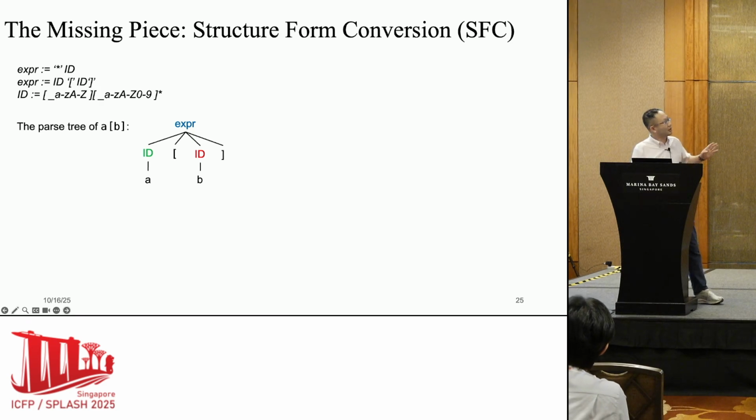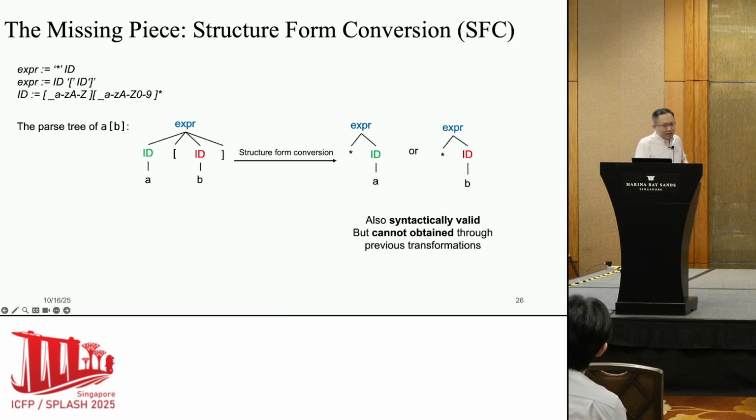Let's consider this toy grammar and its parse tree. For this parse tree, neither of the two transformations can be performed because, according to the grammar, the expression cannot be a single ID. So subtree hoisting cannot be applied here, and there is no quantified node here, so we cannot use the quantified node reduction. However, we can still propose some new transformations.